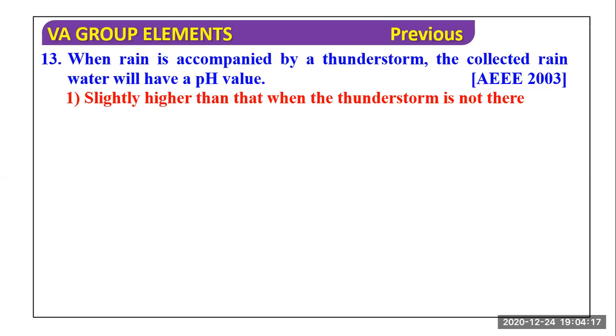when thunderstorms occur, high temperature is formed. And in the presence of this high temperature, nitrogen can react with oxygen to form nitrogen dioxide, and nitrogen dioxide reacts with rainwater to form acids, nitrous and nitric acid.